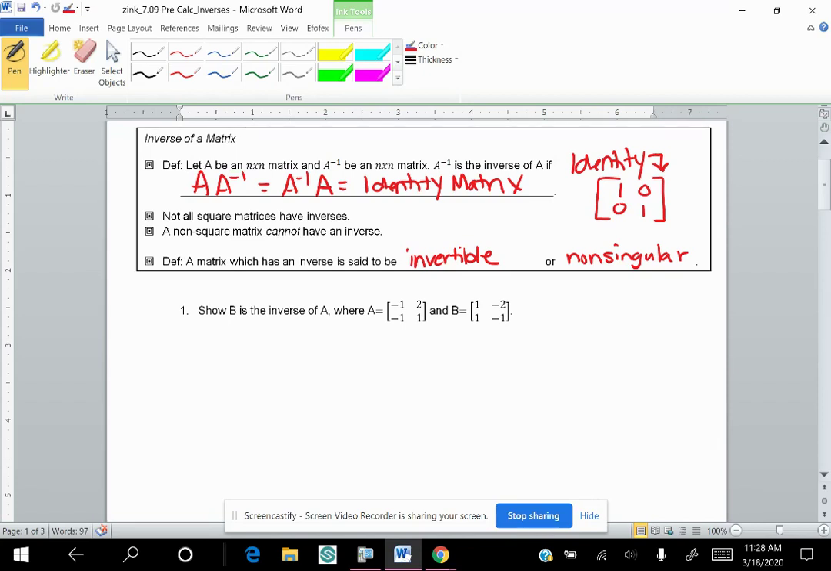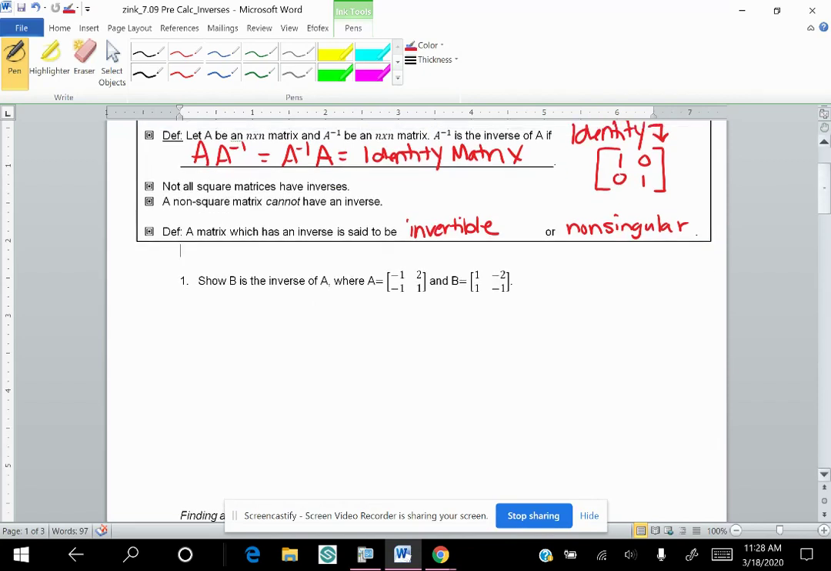For number 1, it says show B is the inverse of A, where A and B are given those matrices. So we need to show that either A times B equals our identity matrix, or B times A equals our identity matrix. So I'm just going to go in the same order it was given because that's easier. So I'm going to do A times B.